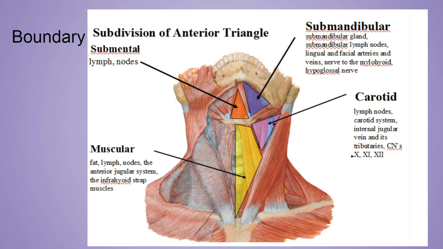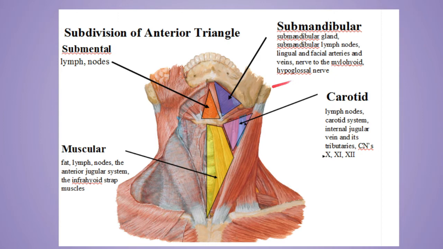And the base of the mandible, this is the base of the mandible, and the line joining the angle of the mandible and the mastoid process of the temporal bone superiorly, because this triangle is actually inverted. Now the subdivisions I told you before: submental, submandibular, carotid and the muscular triangle.